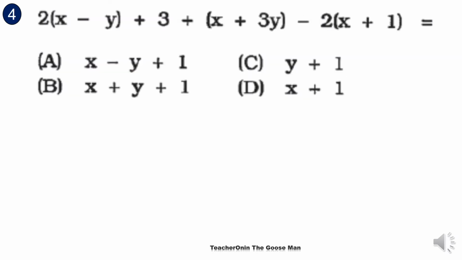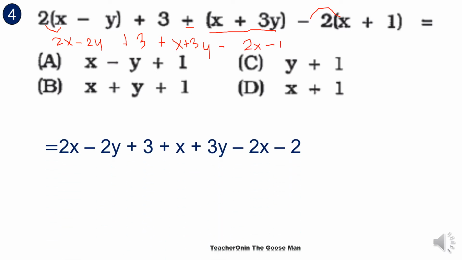Let's move on to the next example. The given is 2 times x minus y plus 3 plus x plus 3y minus 2 times x plus 1. So I can distribute 2 here, so it will result to 2x minus 2y. Since I have here 3, just simply copy 3. Then I have here the quantity x plus 3y. Since this is addition outside the parentheses, I'll simply copy x plus 3y. Then we have here negative 2 times x plus 1. So simply distribute negative 2. So we have here negative 2x minus 1.